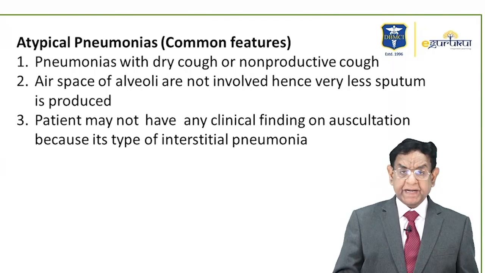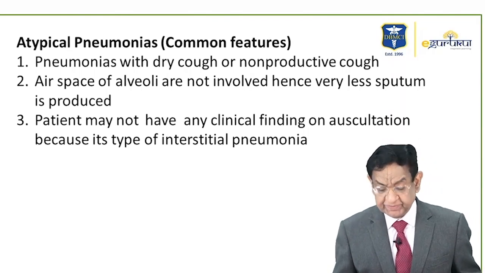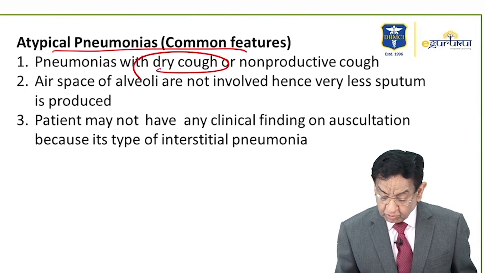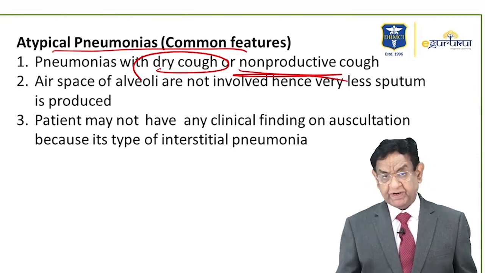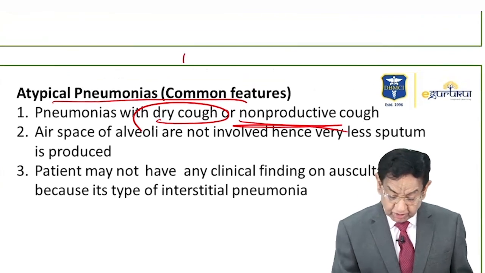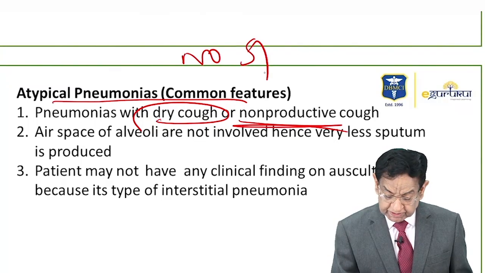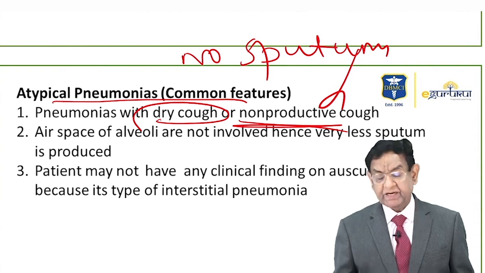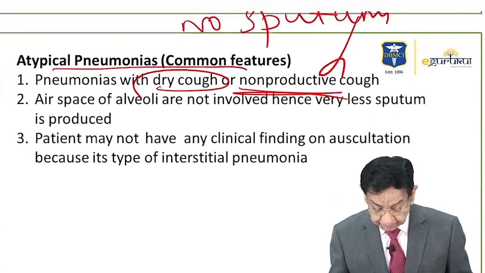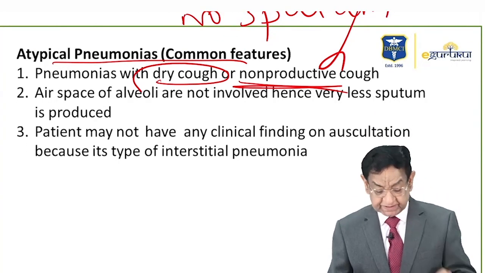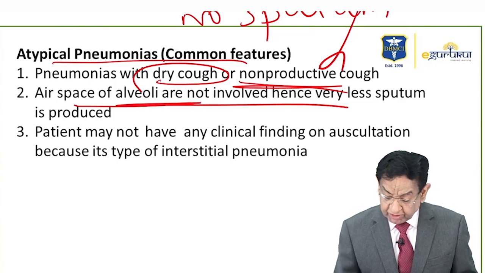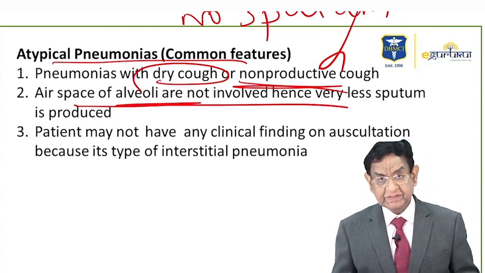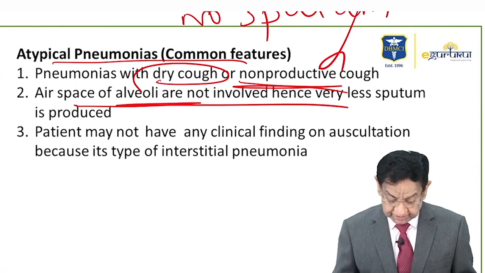So, in atypical pneumonia, there are certain features which are common to all. They have a dry cough, the so-called non-productive cough. That means there is no sputum, or not much sputum. Sputum is minimal. That's the idea of saying dry cough. Since the airways, airspace or alveoli are not involved, no sputum is produced. That's the reason why sputum is not there.